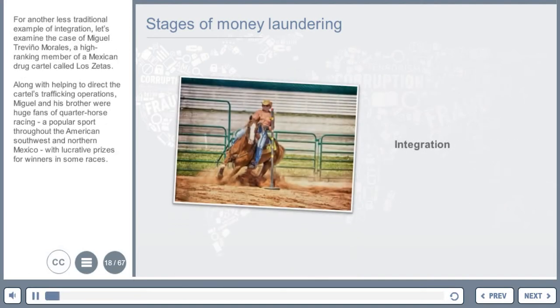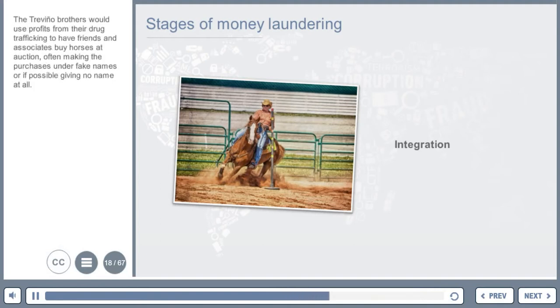For another less traditional example of integration, let's examine the case of Miguel Trevino Morales, a high-ranking member of a Mexican drug cartel called Los Zetas. Along with helping to direct the cartel's trafficking operations, Miguel and his brother were huge fans of quarter horse racing, a popular sport throughout the American Southwest and northern Mexico, with lucrative prizes for winners in some races.